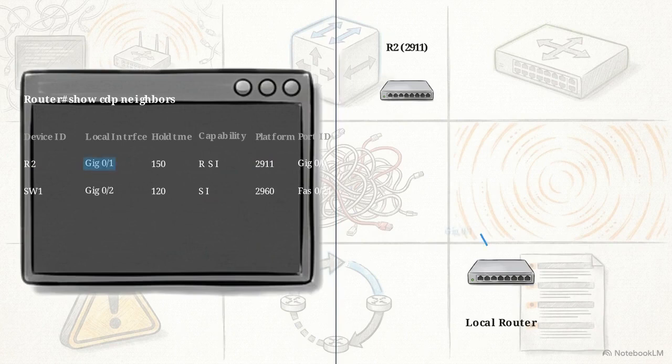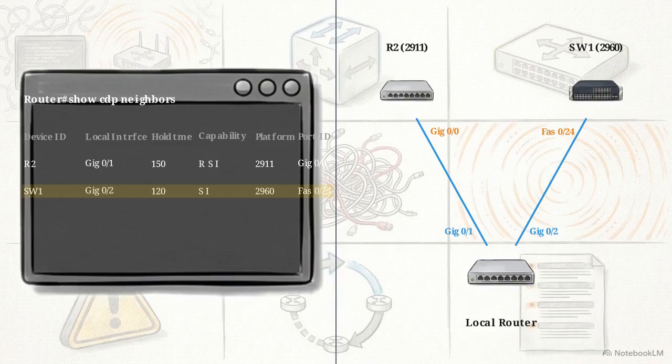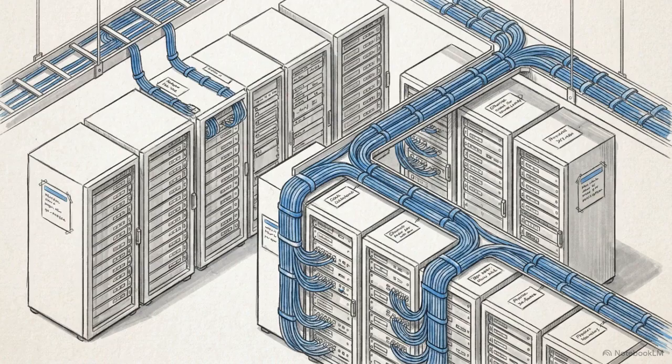Next, we have to avoid a common mistake: mixing up the ports. Local interface is the port on the machine you are currently logged into. Port ID, on the other hand, is the specific port on the neighbor's machine at the other end of the cable. Perfectly reading this table translates a block of text into an exact physical layout of the network equipment directly around you.